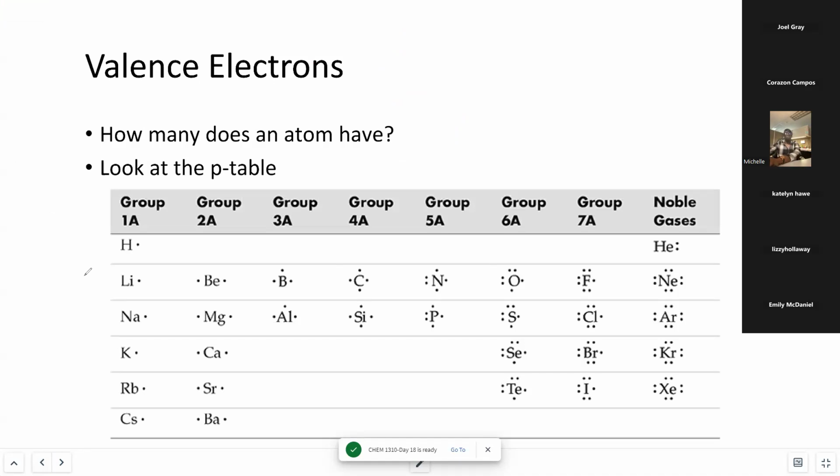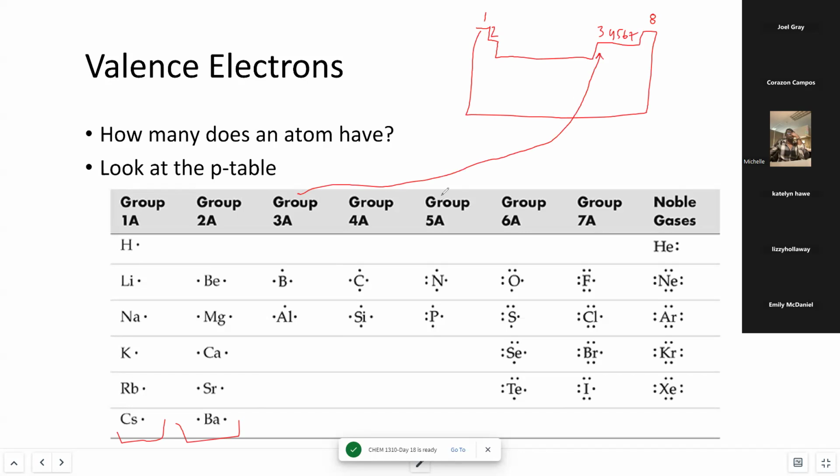If we've got group one, they're going to have one valence electron, group two, two valence electrons, group three, and so on. Remember the periodic table, it looks like this. This is group one, two. Over here is 3, 4, 5, 6, 7, and 8. That's basically the structure of our periodic table. Keeping this in mind is going to be very helpful. As always, you're going to have a periodic table on your exam, so you can use that as a reference.